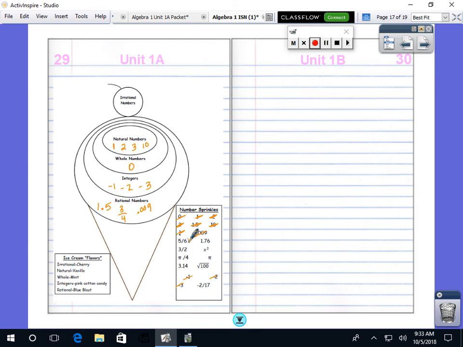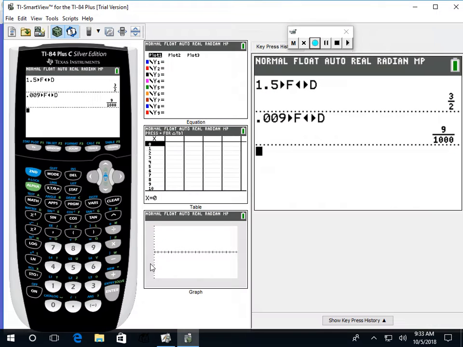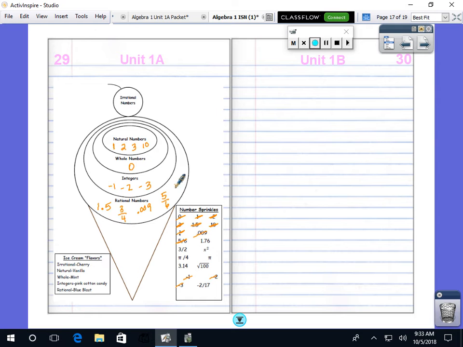Okay, what about 5/6? Would it be considered rational? Yes, it's already a fraction, already a ratio. Okay, now let's talk about 1.76. 1.76, alpha y equals number 4 to try to change it to a fraction, and it became 1 and 44/25. So 1.76 is a rational number. Okay, is 3/2 a rational number? Yes, it's definitely a fraction.